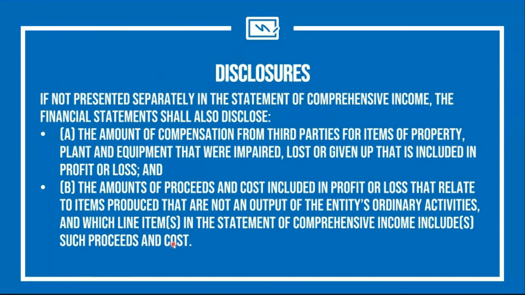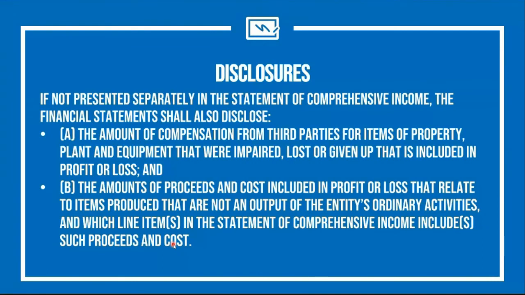So usually this pertains to other incidental income that we derive from operating the PPE, such as insurance contracts or whatever. Those are the usual examples of other incidental items that we will get as proceeds from the operation of our PPE. For example, when the PPE suddenly malfunctioned and there is an insurance contract involved, there will be compensation for that.